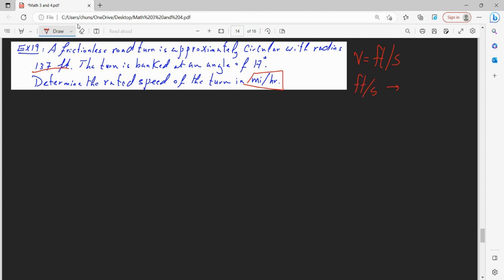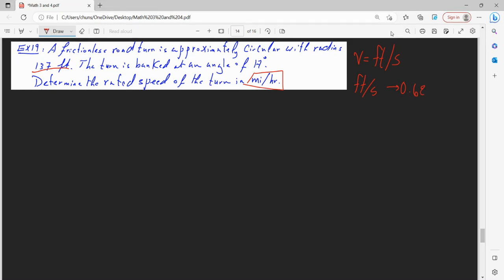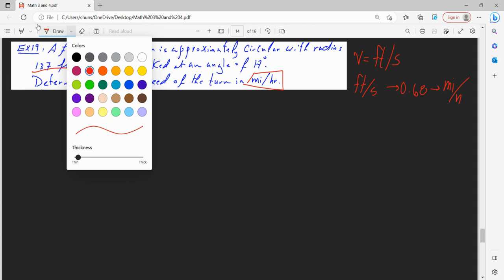Feet per second to miles per hour is multiplied by 0.68. And that's what's going to convert it into miles per hour. There is a sheet on conversion rates included in the notes. If you need them, I can try and do a separate video or put them in the description. But I'm not sure how many people watch my videos, so we're just going to keep going.